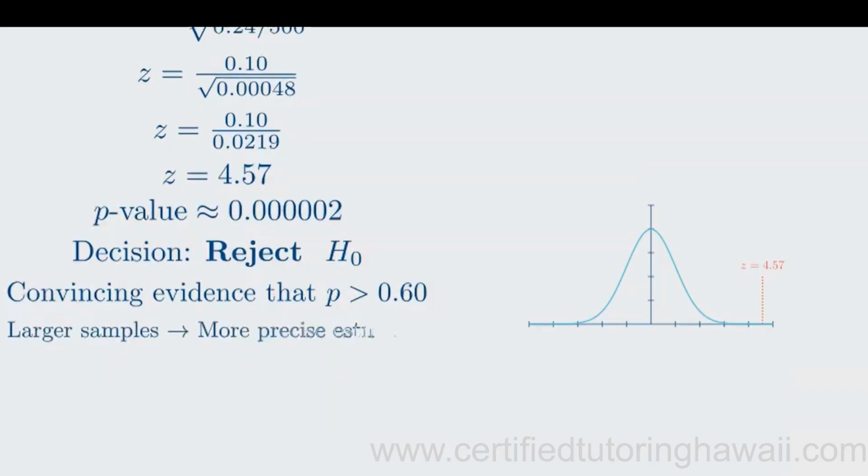This comparison shows that the exact same sample proportion can lead to different conclusions depending on the sample size. Larger samples provide more precise estimates and make it easier to find evidence if a difference truly exists.